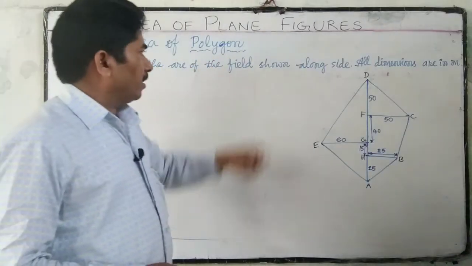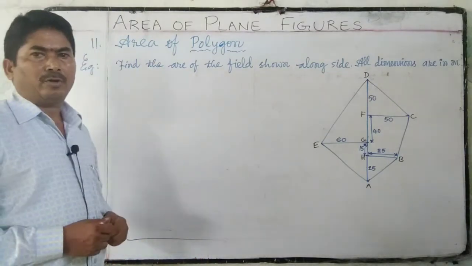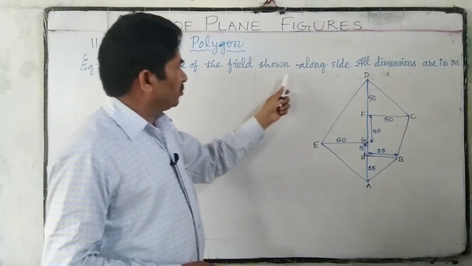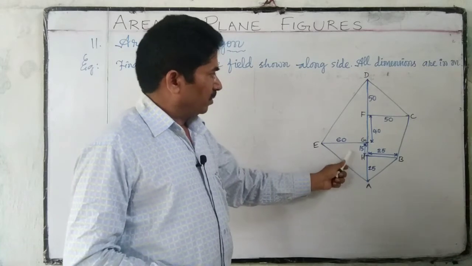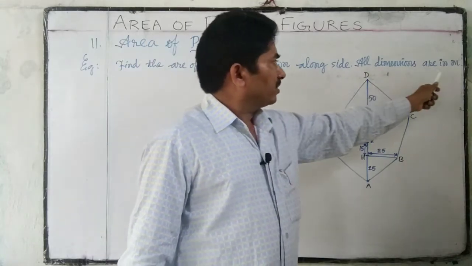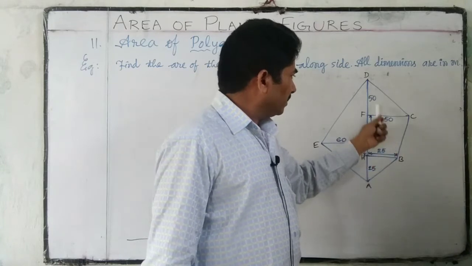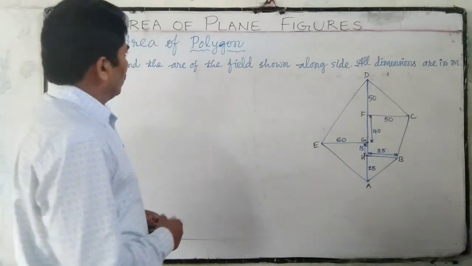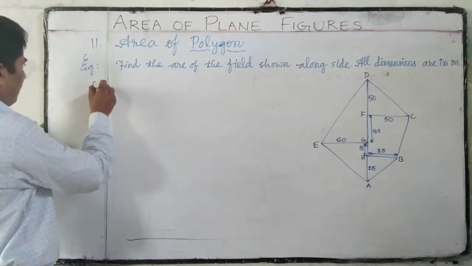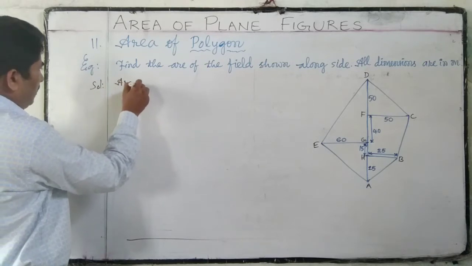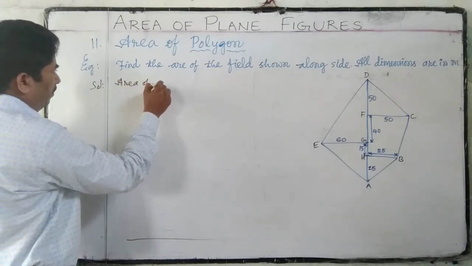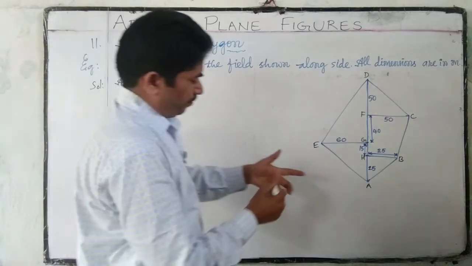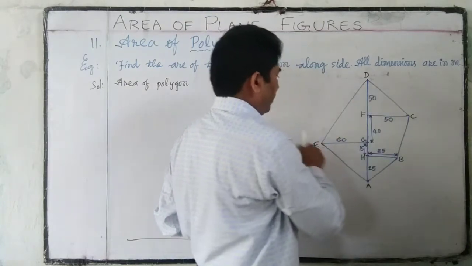Area of polygon. To understand area of polygon, let us observe an example. Find the area of the field shown alongside. Here given field. All dimensions are in meters. These dimensions, means measurements, are in meters. Area of polygon ABCDE.